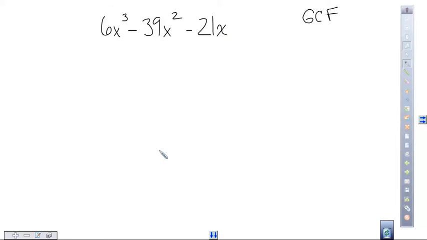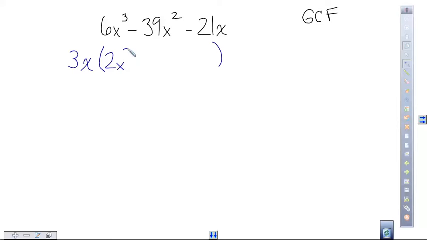When we look at a problem, in this particular one, the first thing that jumps out at me is that it has x in common, so I can factor out an x. I also notice that 6, 39, and 21 are all divisible by 3. You must always look for a common factor first, folks. All our other factoring techniques don't work if we don't pull out the greatest common factor first. So the first thing I want to do is pull out the common factor.